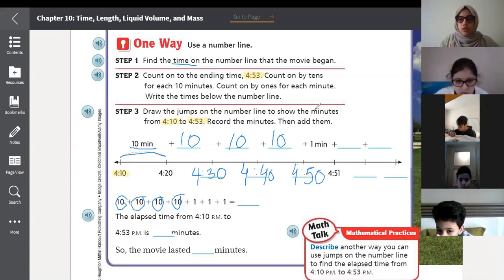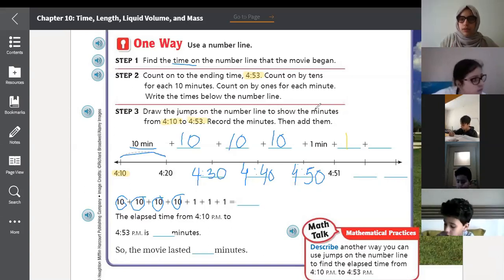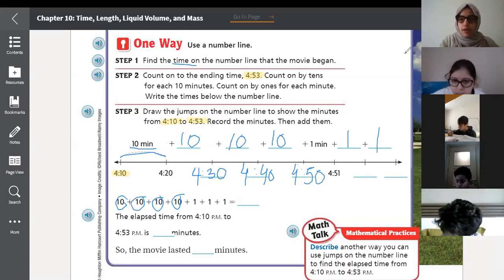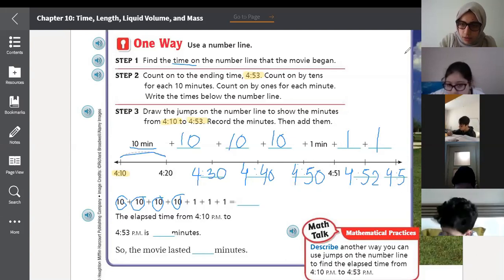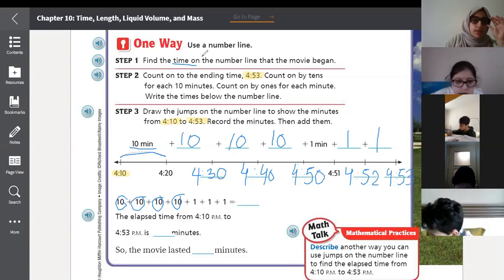So we're adding here 1 minute. Let me use a blue marker so you can see better. 1 minute and another minute. So 4:51 will become 52. And last one, 53. So using the number line, we have to add all the numbers.